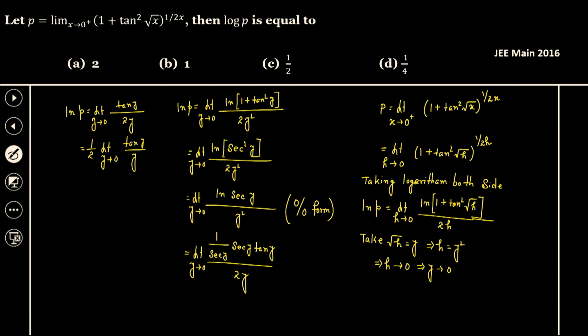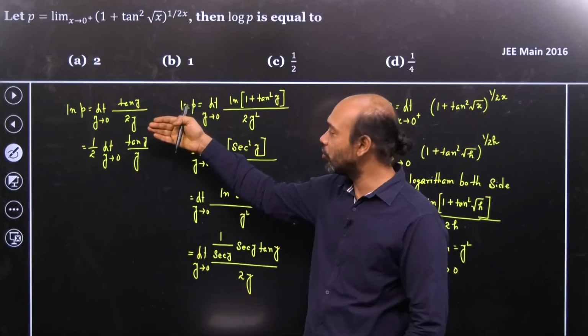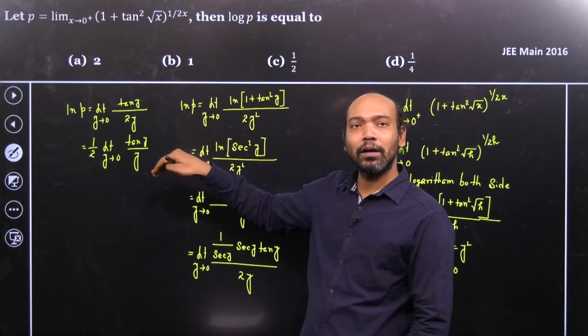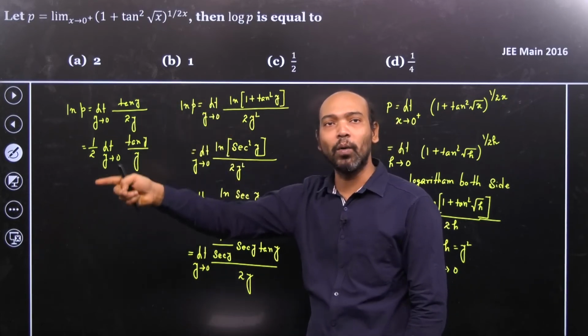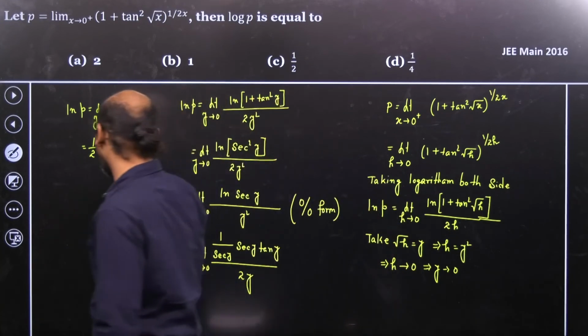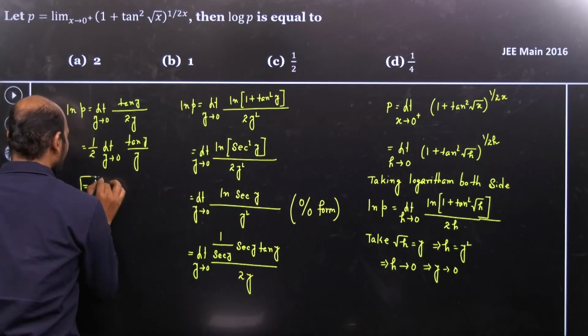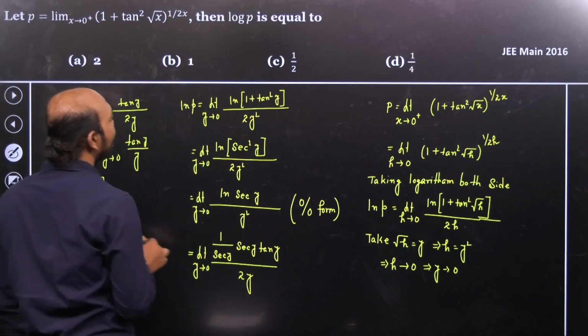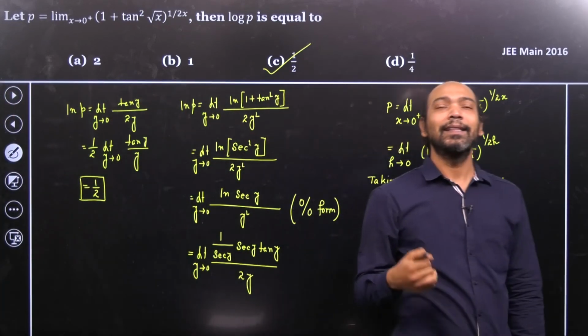Now this tan y by y is a standard limit. As it is a standard limit, we all know that it is 1. Otherwise you change it to sin y by cos y. So sin y by y gives you 1, and 1 by cos 0 gives you 1. So therefore this value is 1 by 2, and that's it. So therefore the required value of ln P is half.